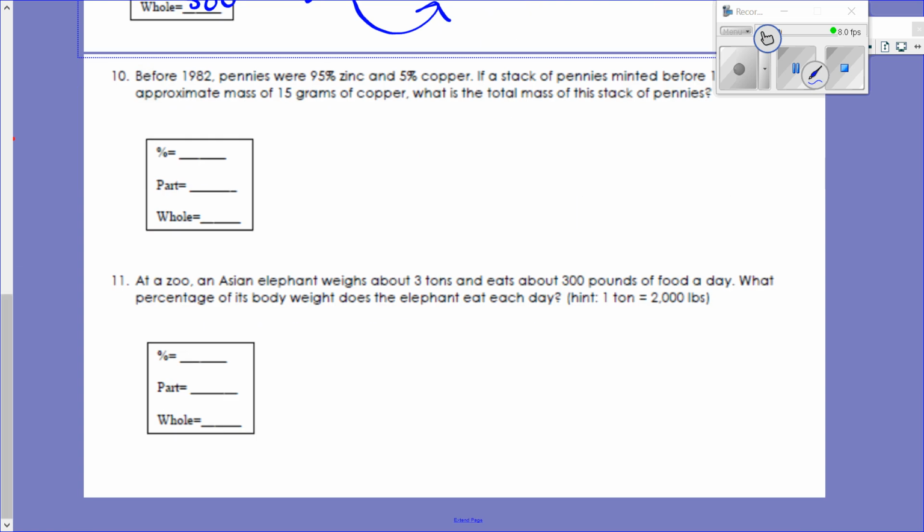Now right here, this one kept bothering everybody. Before 1982, pennies were 95% zinc and 5% copper. If a stack of pennies minted before then has an approximate mass of 15 grams of copper, what is the total mass of this stack of pennies? Here's a key word, right? So we're looking for the total mass. What do we know? We know a percent. But guys, which one do we use?